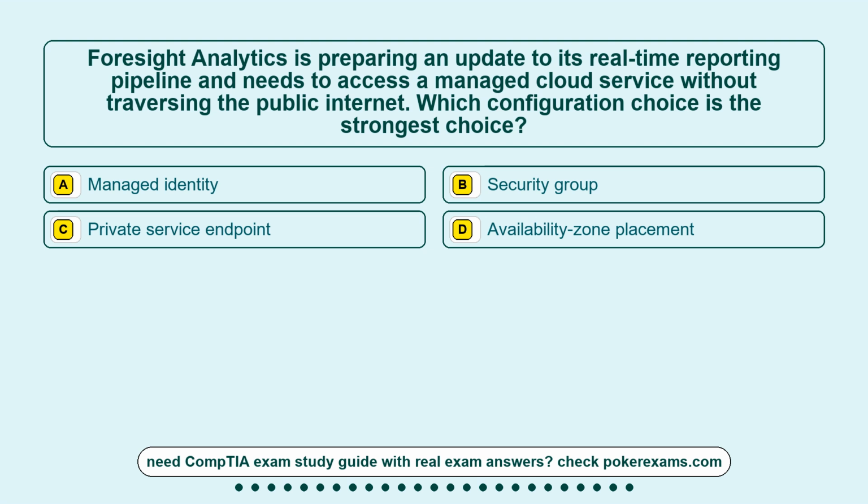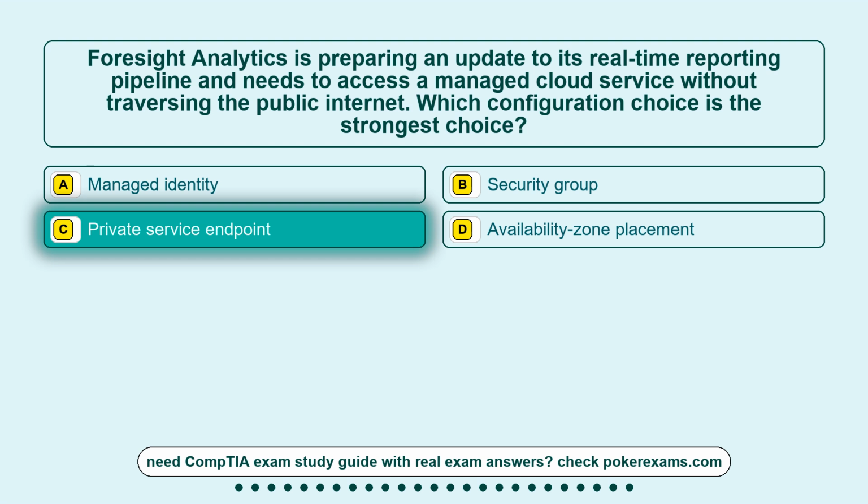Question 11. Foresight Analytics is preparing an update to its real-time reporting pipeline and needs to access a managed cloud service without traversing the public internet. Which configuration choice is the strongest choice? Option A, managed identity. Option B, security group. Option C, private service endpoint. Option D, the availability-zone placement. The correct answer is option C, private service endpoint.